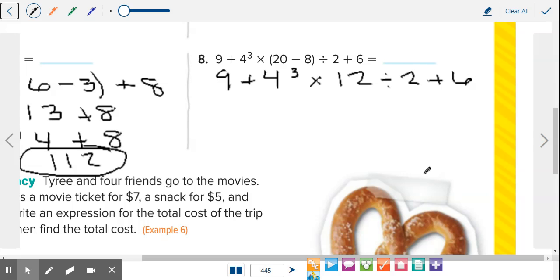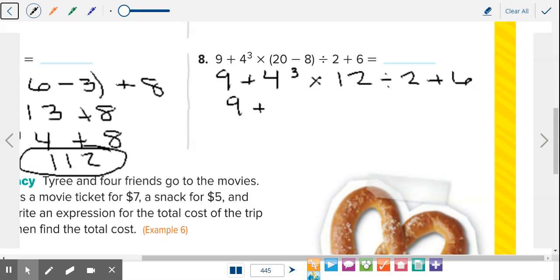Okay, so we've done our parentheses. Now we got to do exponents. Do we have exponents? Yep, so we're doing that next. So everything else I copy down. So 9 plus, now we have to do the 4 cubed. 4 times 4 times 4. Guys, remember, those perfect cubes in the back, I showed you guys what it is. You guys have this answer.